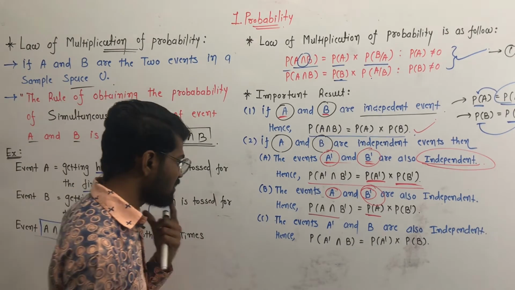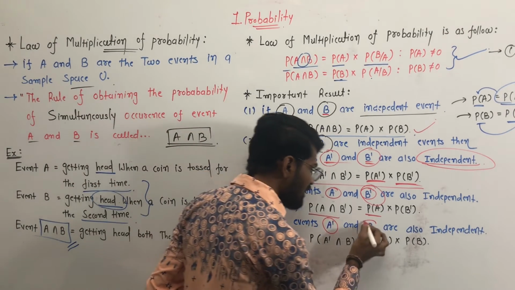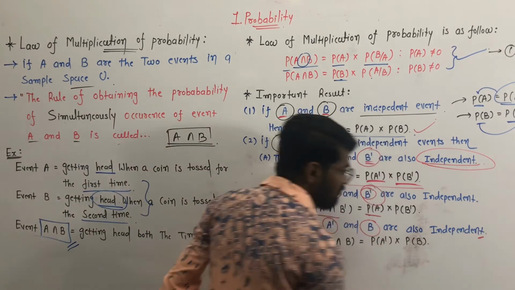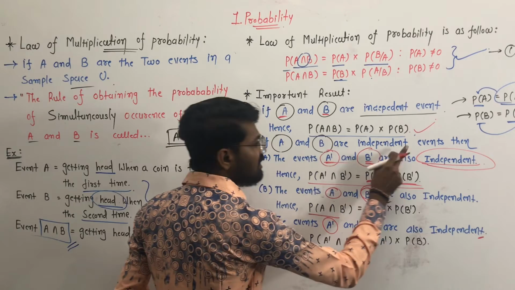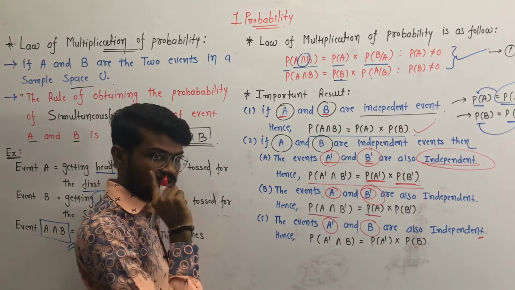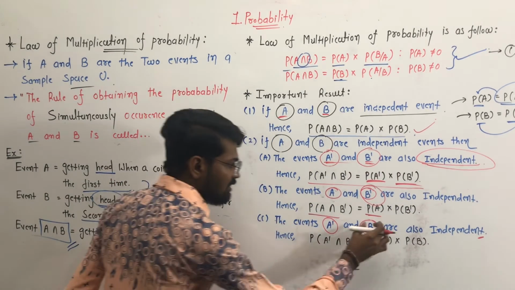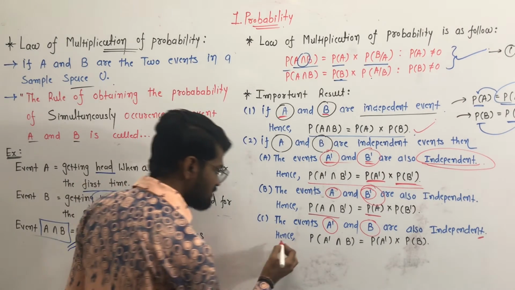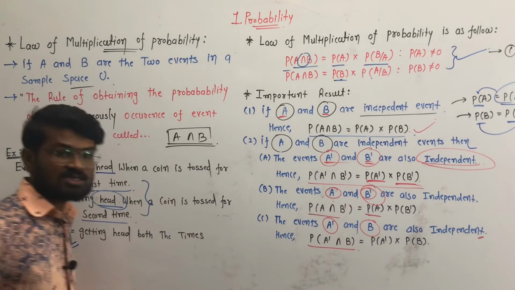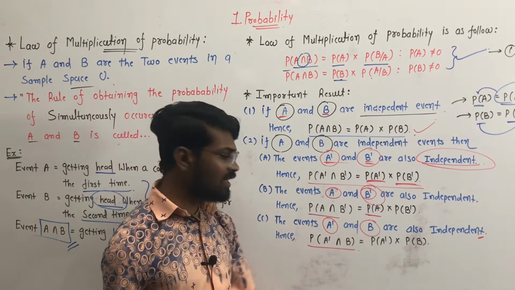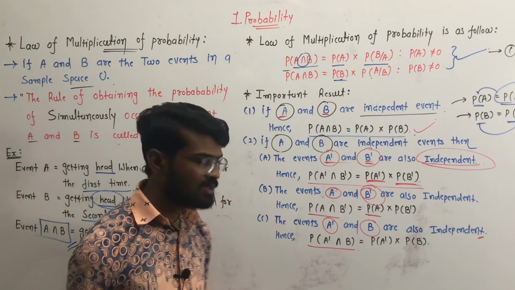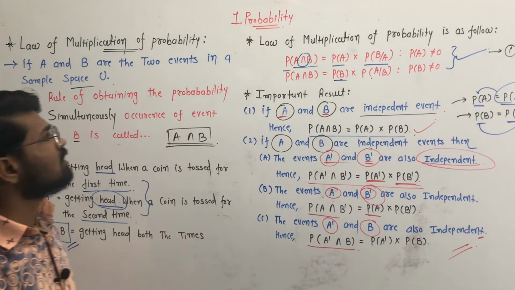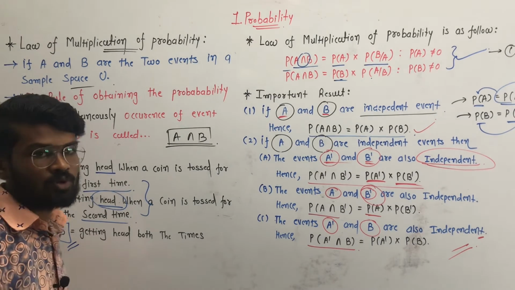Then the fourth result is that events A dash and B are independent. When events A and B are independent, then event A dash, the complement of event A, and event B are also independent. So we can write the formula: P of A dash intersection B is equal to P of A dash multiplied by P of B. These are the results obtained from the law of multiplication of probability.